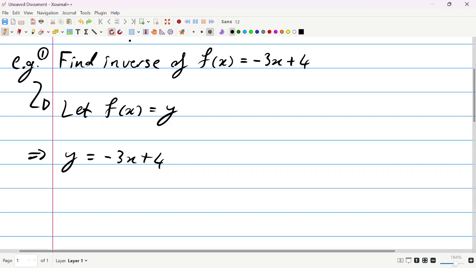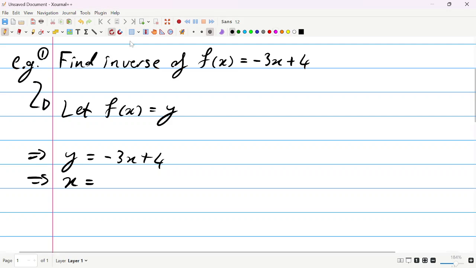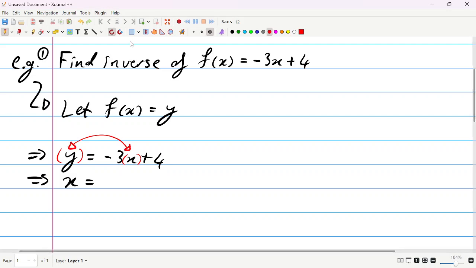And what do we say about inverses? Inverses are essentially when we take the (x, y) coordinates and we just flip them around. So we're going to swap them around in the equation as well. We're going to take the y and the x, and we are just going to do a little swapperoo. And we are going to get x is equal to negative 3y plus 4.